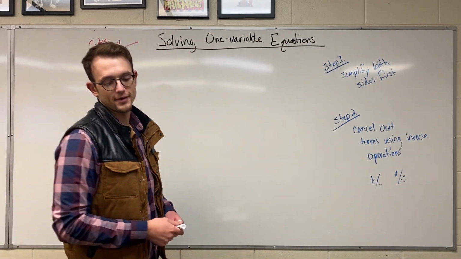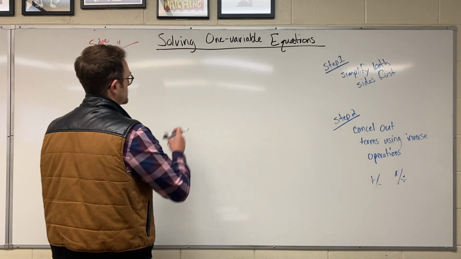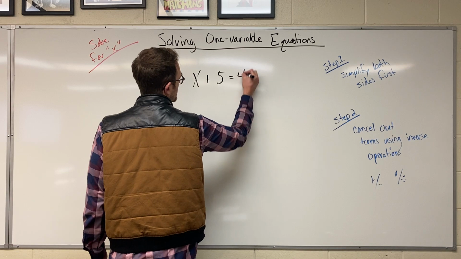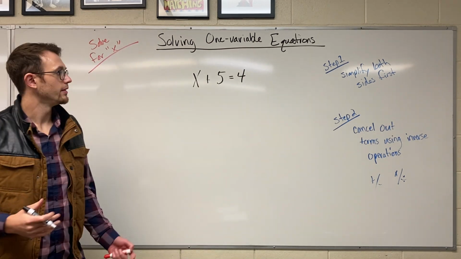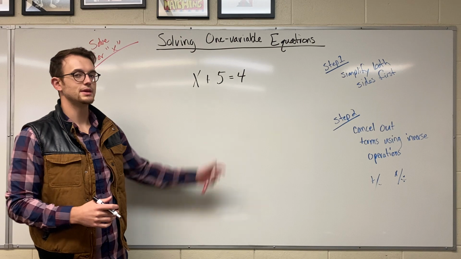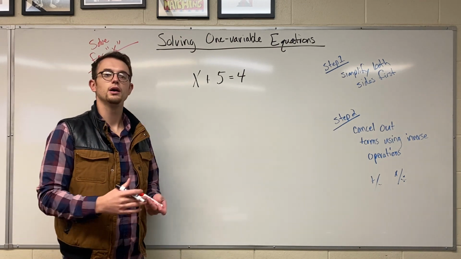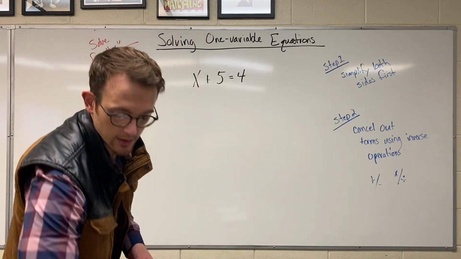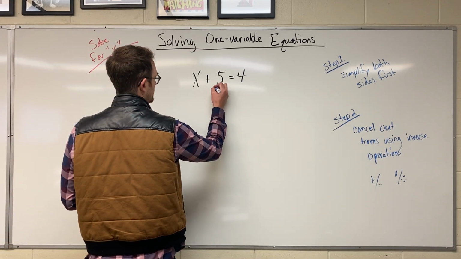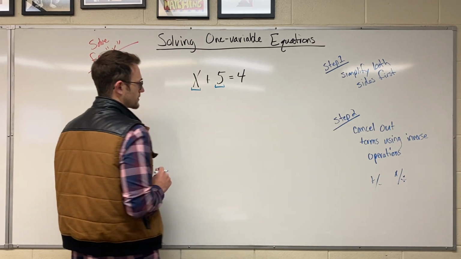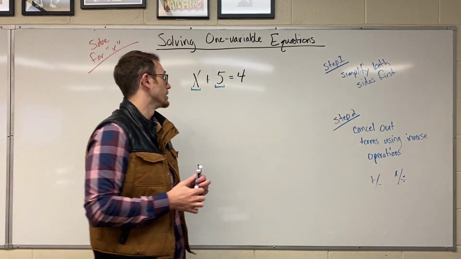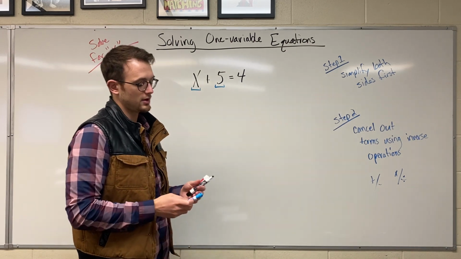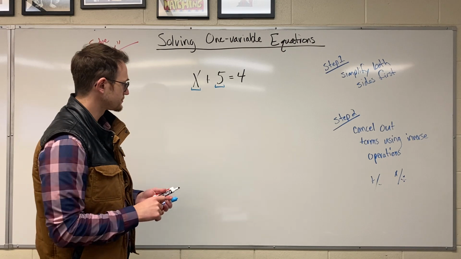Sometimes they're already simplified. So if I start off with a problem like this, x plus 5 equals 4, that's already simplified because, in the other video, I talked about terms and like terms and how this term and this term aren't like terms, so you can't combine them, right? So that's simplified, and that's definitely simplified because it's by itself. So you immediately just go to step two, all right?